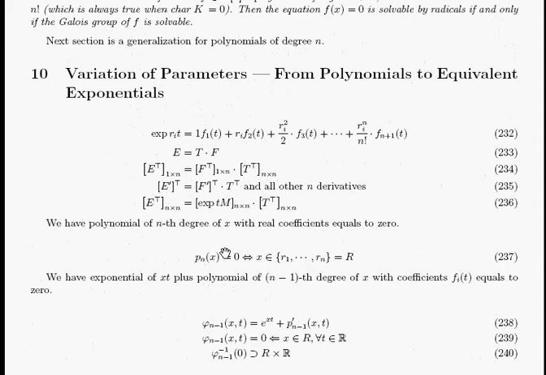Our result of any degrees. The exponential of Rt is equal to 1 f1 of t plus R f2 of t plus R squared f3 of t until R to the n and factorial fn plus 1 of t.